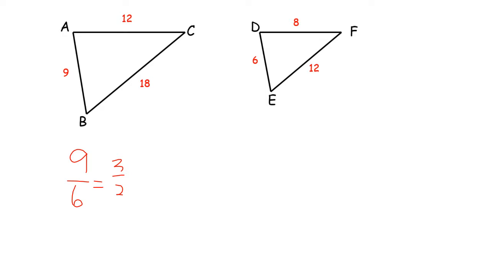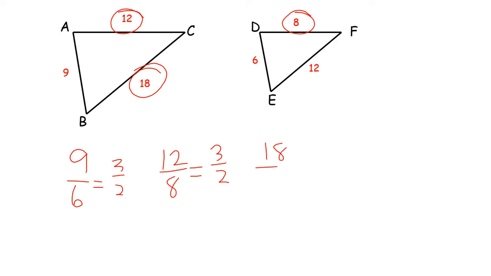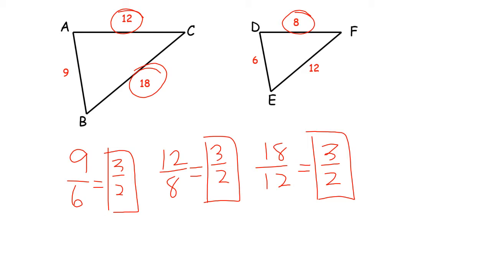Okay, the next smallest would be 12. So next smallest here is 8. 12 over 8, divide by 4 to get 3 over 2. So far, so good. I have to check all three. 18 over 12, reduced by 6 to 3 over 2. So look at that. All three of these make the same ratio. Now, if one of these is not the same, then I can make a statement that these are not similar.